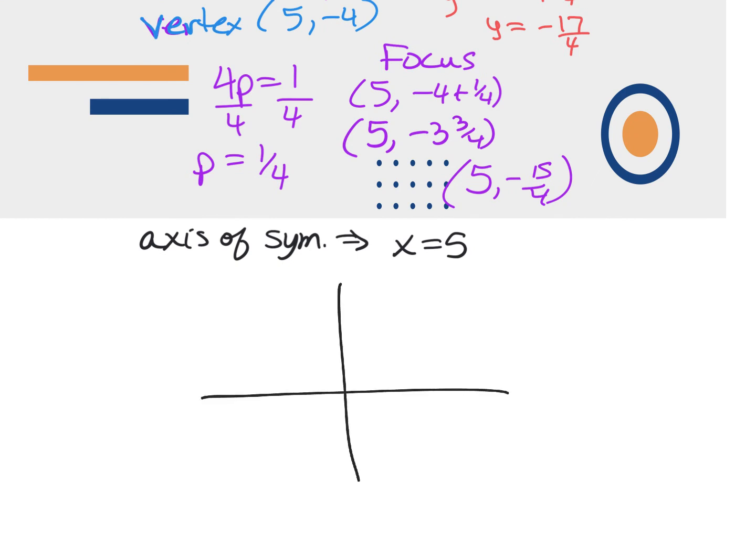So here is my x and y axis. My vertex is at 1, 2, 3, 4, 5. 1, 2, 3, 4. I'm sorry, +5, -4. That's the vertex. And then I can go ahead and graph my focus, which is at +5, -3 3/4. I can graph my directrix, which is the equation y = -4 1/4. So right here.